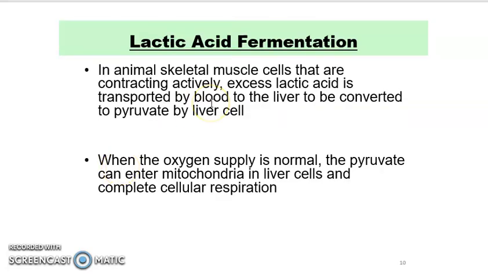Okay, so for lactic acid fermentation in animals, in skeletal muscle cells that are contracting actively, excess lactic acid is transported by blood to the liver to be converted to pyruvate by liver cells. So when oxygen supply is normal, the pyruvate can enter mitochondria in liver cells and complete cellular respiration. So what you have to take note of is, awak mesti kena tahu macam mana nak bezakan alcohol fermentation and also lactic acid fermentation.